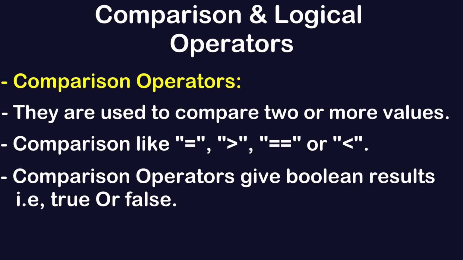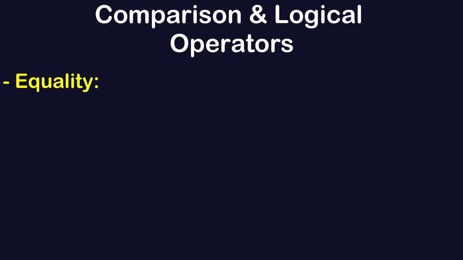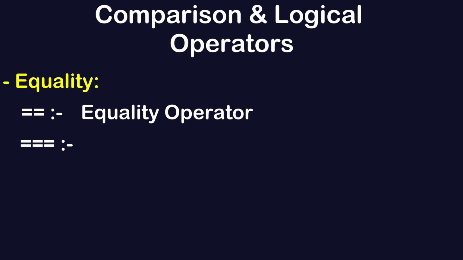Let's begin with the equality in JavaScript. If you want to compare whether two values are equal to each other or not, you can use the equal to operator. There are two ways to use the equality operator. You can use the double equal to sign, or you can use the triple equal to sign. The double equal to is called the equality operator, whereas triple equal to is for strict equality. Let's try this practically in the code editor and check it.